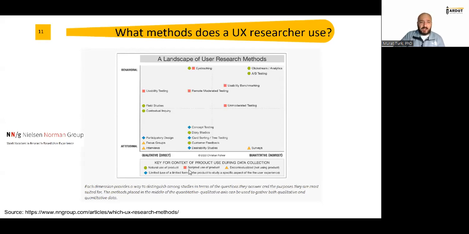We have red square representing scripted use of the product in that specific study. And then we have blue diamond representing limited use of the product. And then we have yellow triangle representing decontextualized or not using the product during that study. And according to this landscape that you can easily find on Nielsen Norman Group website, you see that there are so many different types of studies, and each of them serves a purpose.